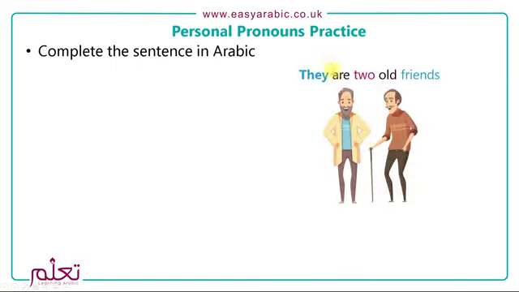Next one is they are two old friends. Again we're talking about third person, so the word for they is huma. Friends we know is sadiq, but because we're talking about two, we need to apply the rule for alif noon to the word friends, but also to the word qadim, the old. So here huma sadiqan qadiman, they are two old friends, huma sadiqan qadiman.